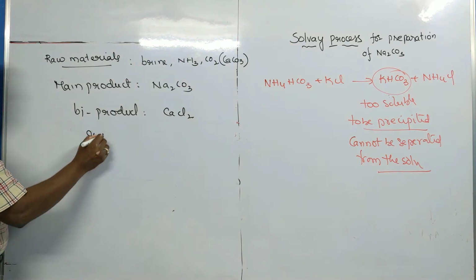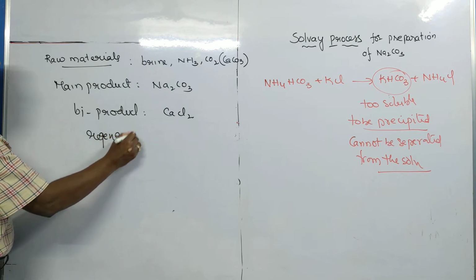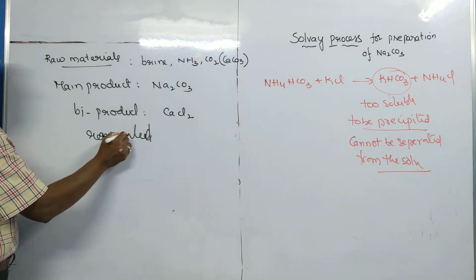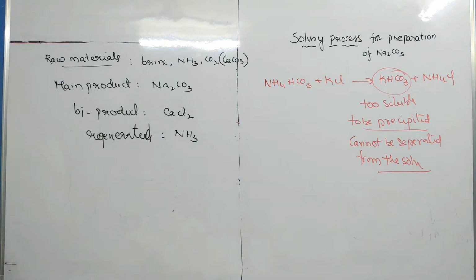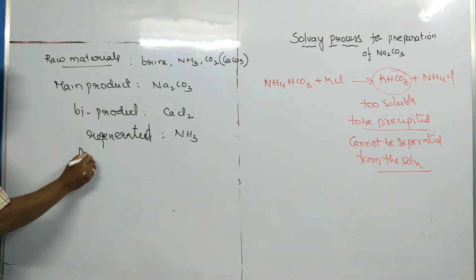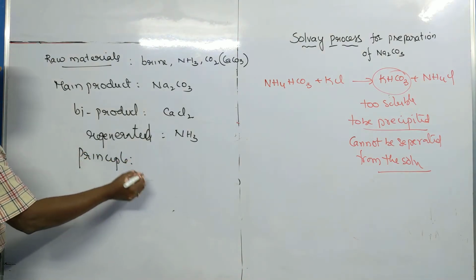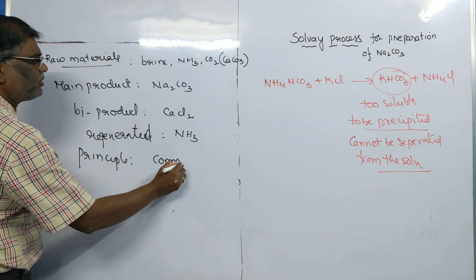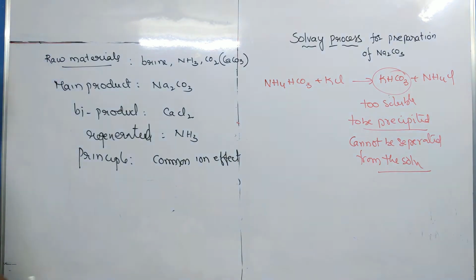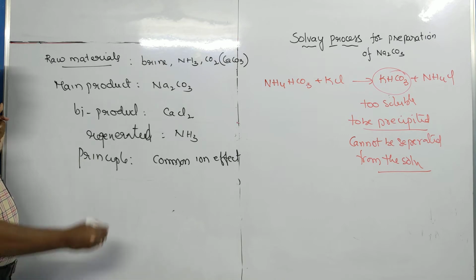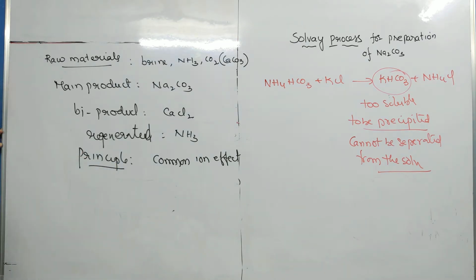Now, what is the substance regenerated? Ammonia. What is the principle based here? Common ion effect. What is common ion effect? Due to common ion, the strong electrolyte decreases the solubility of weak electrolyte. Okay.